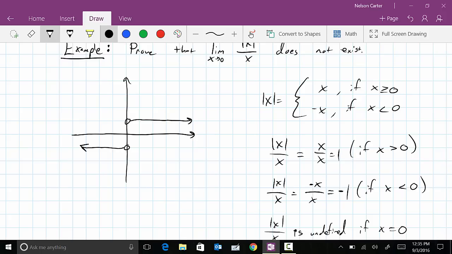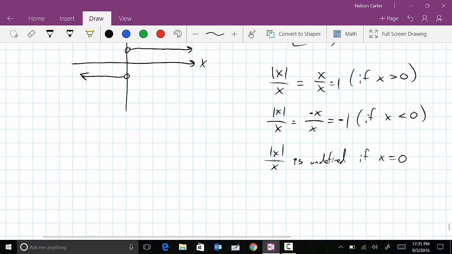That being said, now that we have a graph, you guys can believe what I'm saying. If we take the limit as x approaches 0 from the left, we're going to get negative 1. From the right, we're going to get positive 1. And so those two things don't equal each other, so that means that the limit does not exist, right? Okay, that's great with a graph, but how do you show that? Well, here's how to show that.